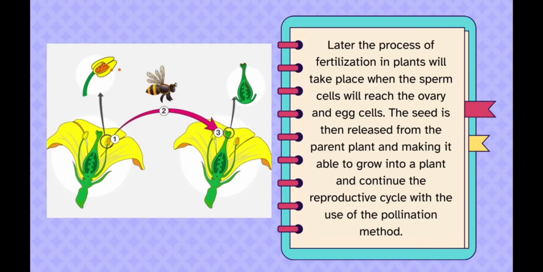Later, the process of fertilization in plants will take place when the sperm cell reaches the ovary and egg cells. The seed is then released from the parent plant, making it able to grow into a plant and continue the reproductive cycle with the use of the pollination method.